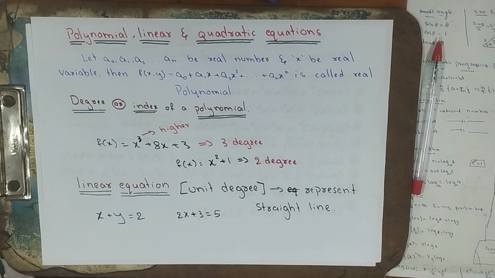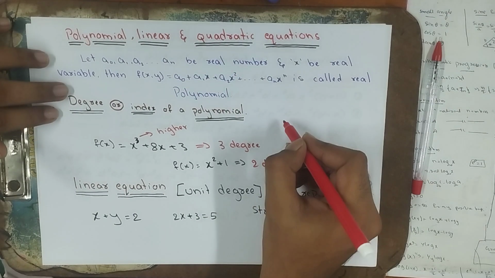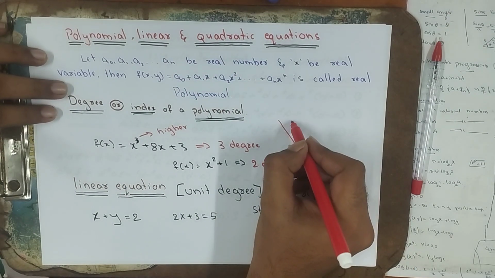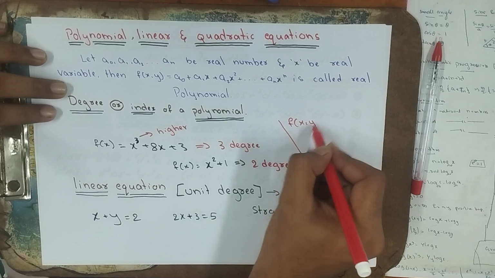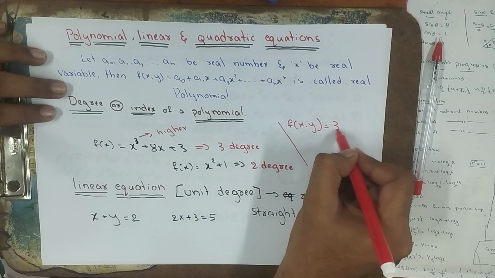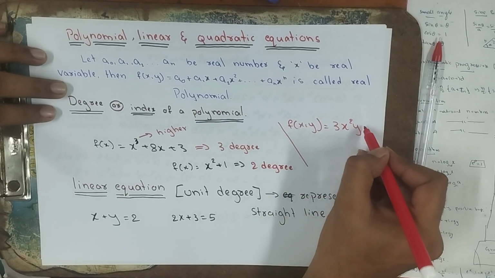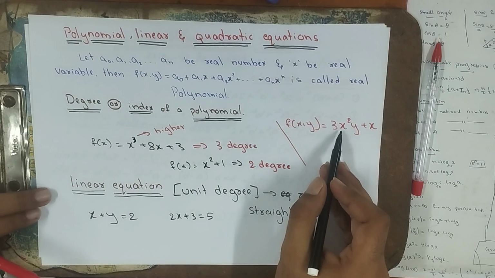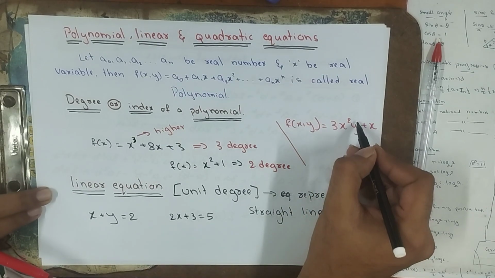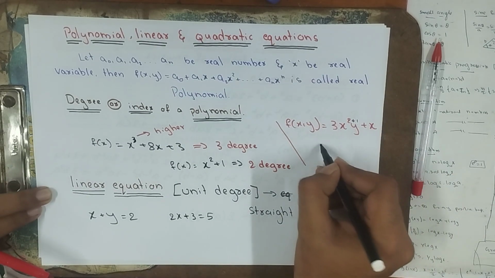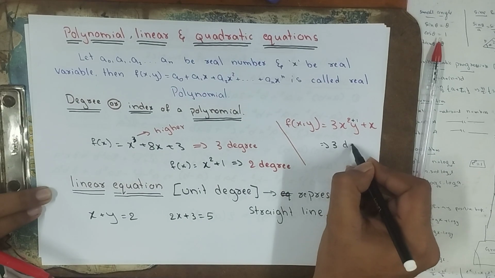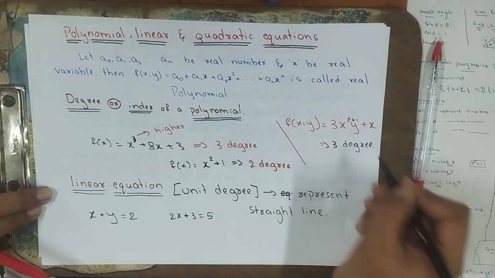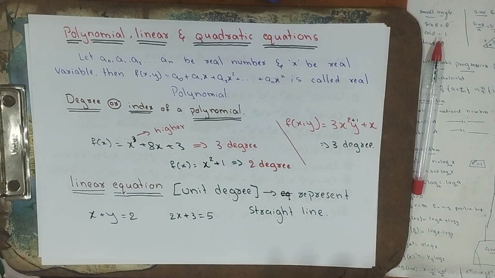Yes. Now see, there is one more thing in this. Maybe sometimes it comes like this: 3x square y plus x. Now what is the degree? What is the highest degree of this? Sir, 2. No. At this time you will add this plus this, which means your degree becomes 3 degree. 3 degree. Okay now, fine.